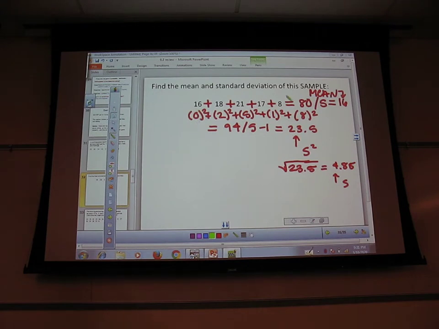See how 16 is 0 away from the mean? You should put 0 there. 18 is 2 away from the mean. And you can ignore the signs in this one case because you're going to square them all anyways, so they're all going to become positive.